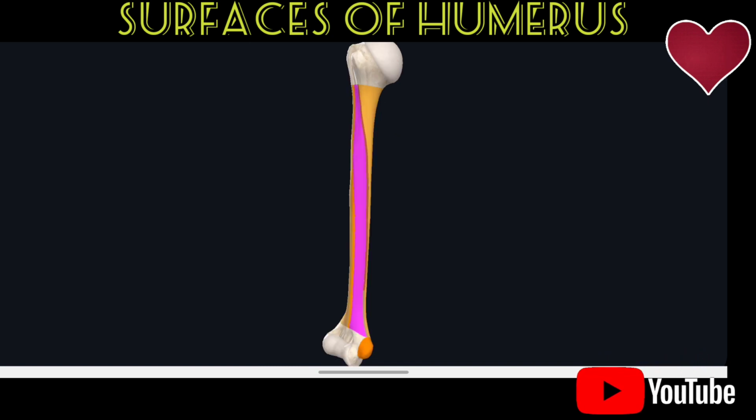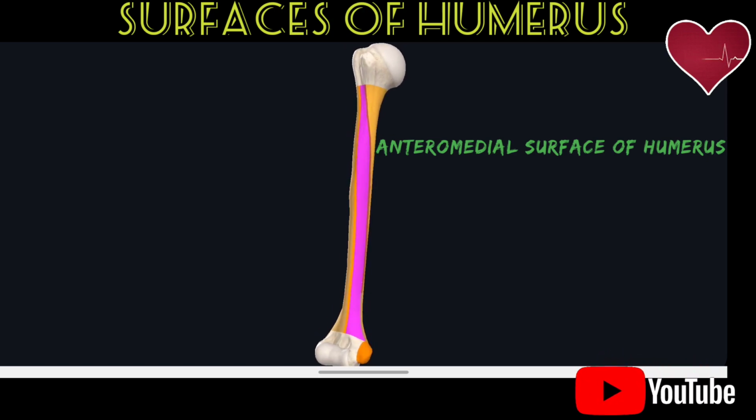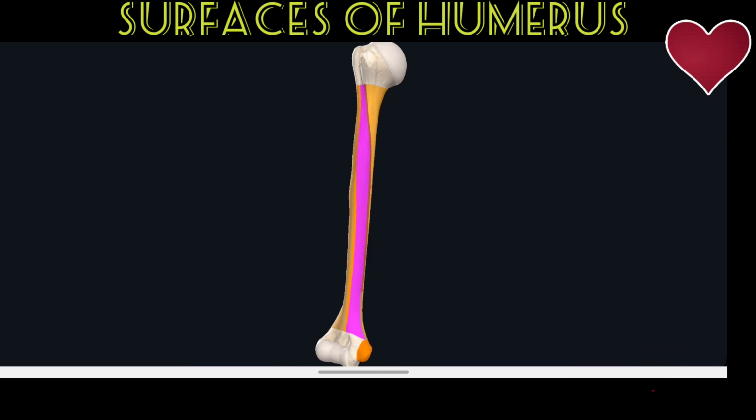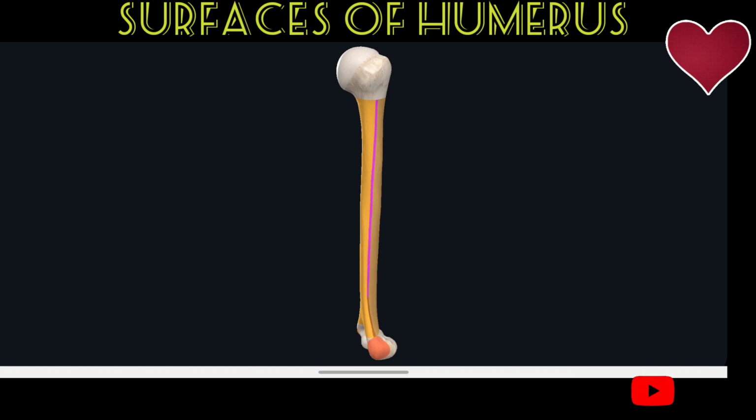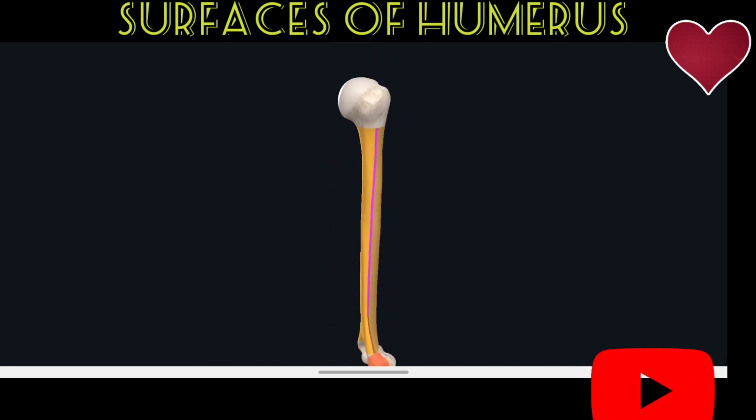And next we are going to see the anteromedial surface of the humerus, this part. This is the area of the anteromedial aspect of the body of the humerus. And next we are going to see the part called the lateral border of the humerus, this pink part.